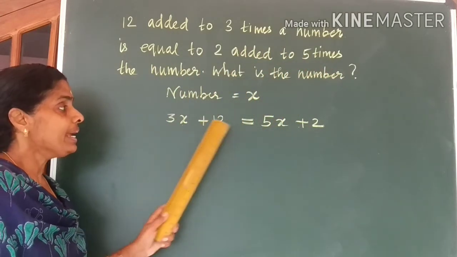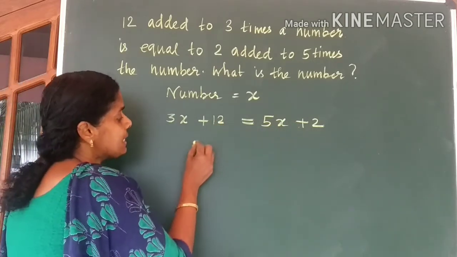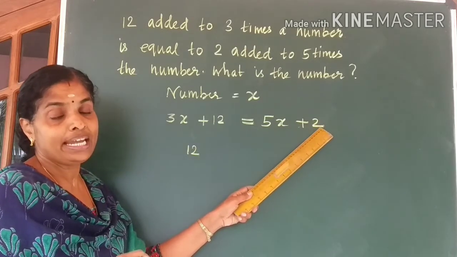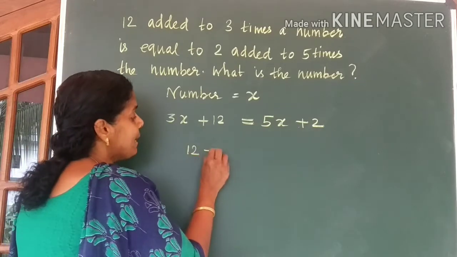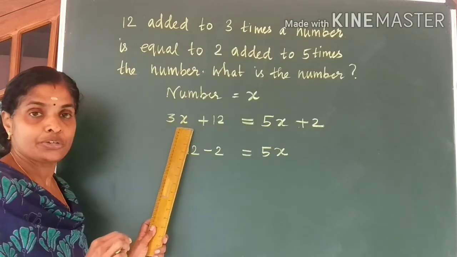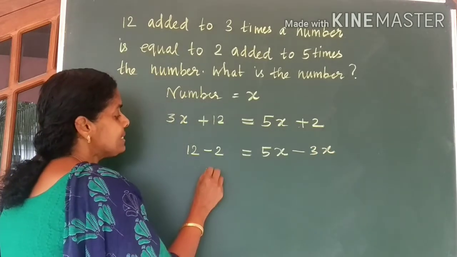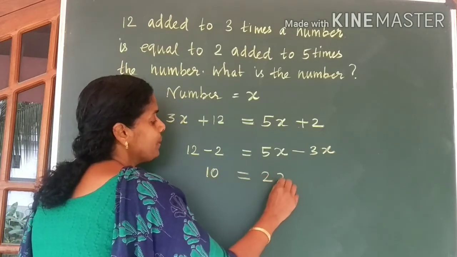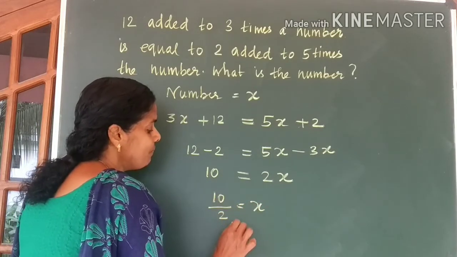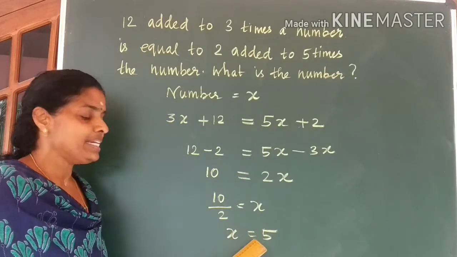Now take all x terms to one side, numbers to the other side. So let us keep this 12 here. Take 2 from the other side. What happens? Plus becomes minus. This is equal to 5x. Take 3x to the other side. It becomes minus 3x. So you get 10 is equal to 2x. Or otherwise x is equal to 10 by 2, which is equal to 5. So the number we are talking about is nothing but 5.